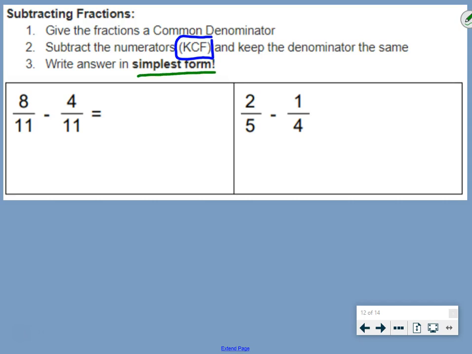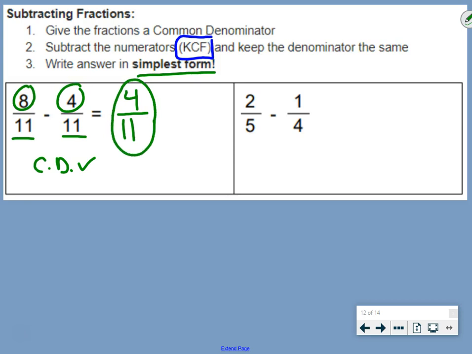So if we look here, 8/11 minus 4/11, they have a common denominator. We're good. So we can do 8 minus 4, which is 4. And then keep 11 the same. 4 over 11 is in simplest form because nothing goes into both 4 and 11 besides 1.